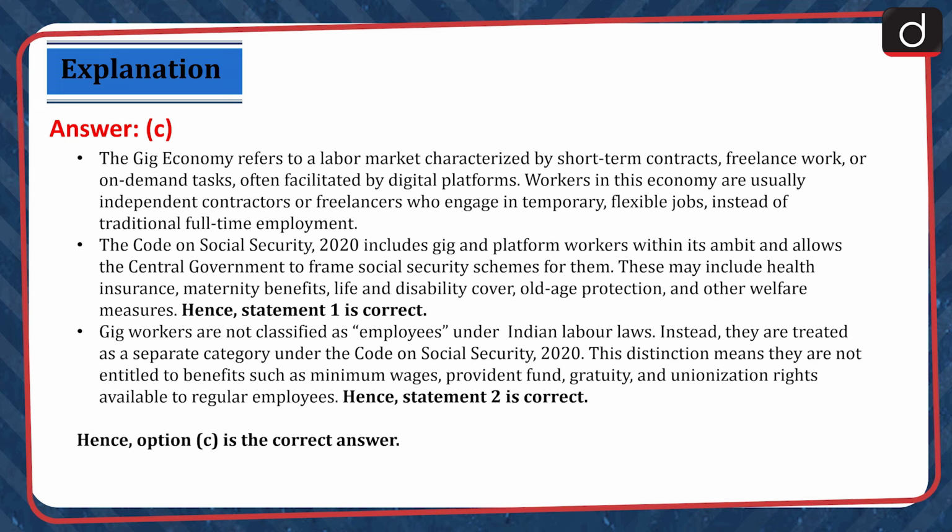This may include health insurance, maternity benefits, life and disability cover, old age protection, and other welfare measures. Hence, statement 1 is correct. Gig workers are not classified as employees under Indian labor laws. Instead, they are treated as a separate category under the Code on Social Security 2020. This distinction means that they are not entitled to benefits such as minimum wages, provident fund, gratuity, and unionization rights available to regular employees. Hence, statement 2 is correct. Hence, option C is the correct answer.